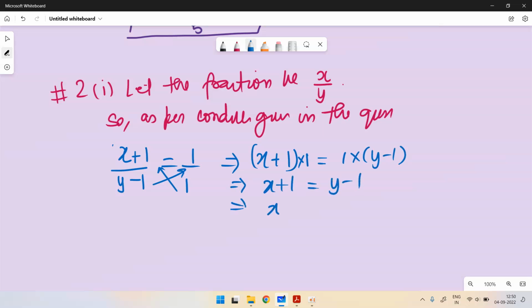Simplify that: x minus y equals minus 2, because 1 minus 1 minus 1 is minus 2. I will take this as equation number 1, my first equation.